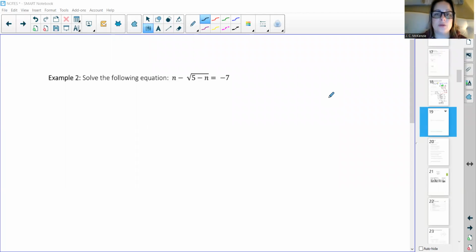Okay, so now I'm going to go over the more complicated equations and show you some strategies that will help you solve them. If you hear weird sounds in the background, it's my dog.